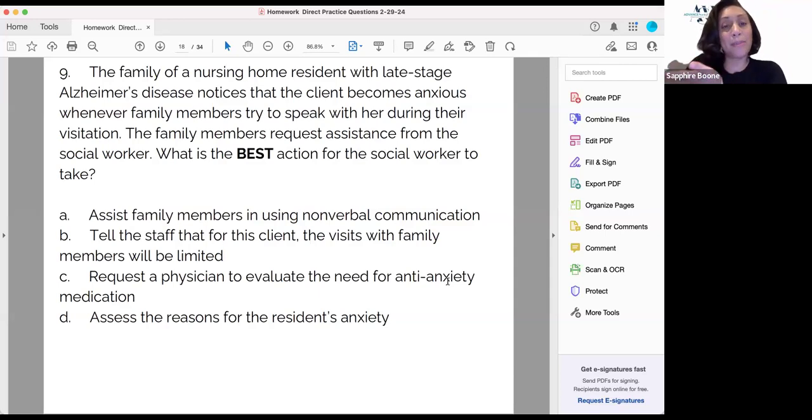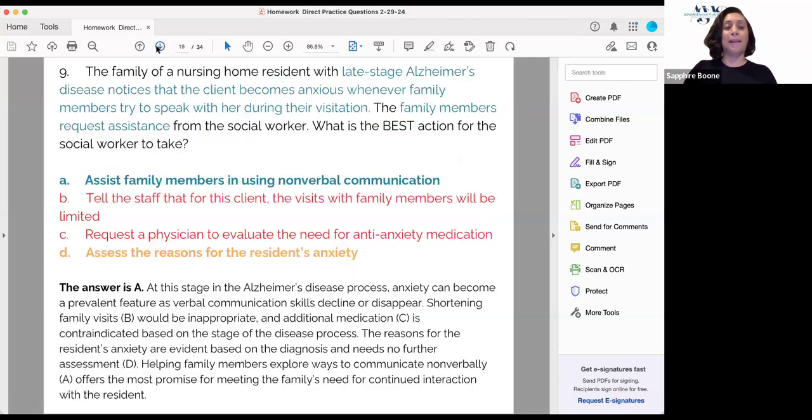Okay. Also, the other point we know that we should be looking at an action is because it does say what is the best action. And then it also says that we are being requested for assistance. So we should be helping or doing something in some kind of way, right? So it's not necessarily an assessment question. We need to assess more. We need to help them with strategies and how to address this communication issue. And that was the other thing, it's a communication issue, right? So the answer is A.